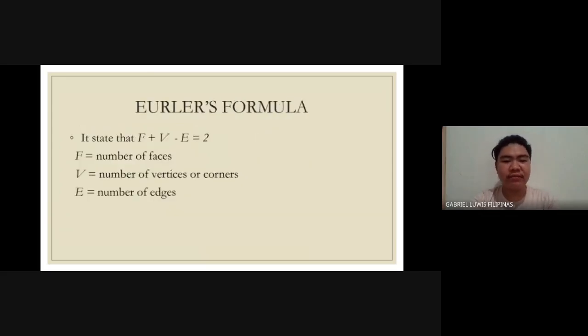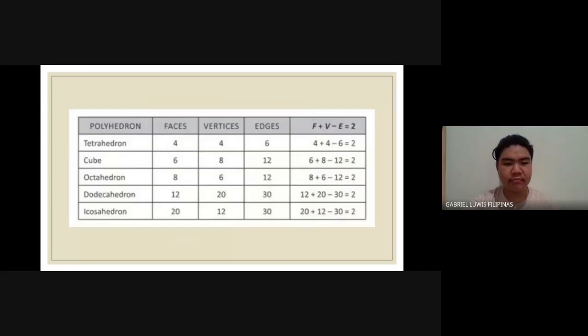So, Euler's formula. It states that F plus V minus E is equal to 2. This formula works only on solids that do not have any holes and do not intersect itself. It cannot also be made up of 2 pieces stuck together, such as 2 stuck together by 1 vertex. For the F, it represents the faces, while the V is for the vertices or corners, and the E is for the edges.